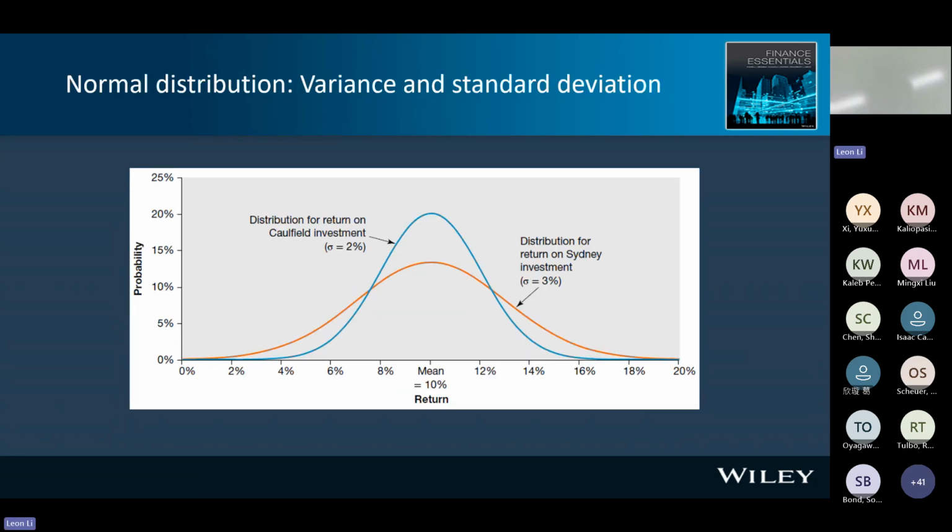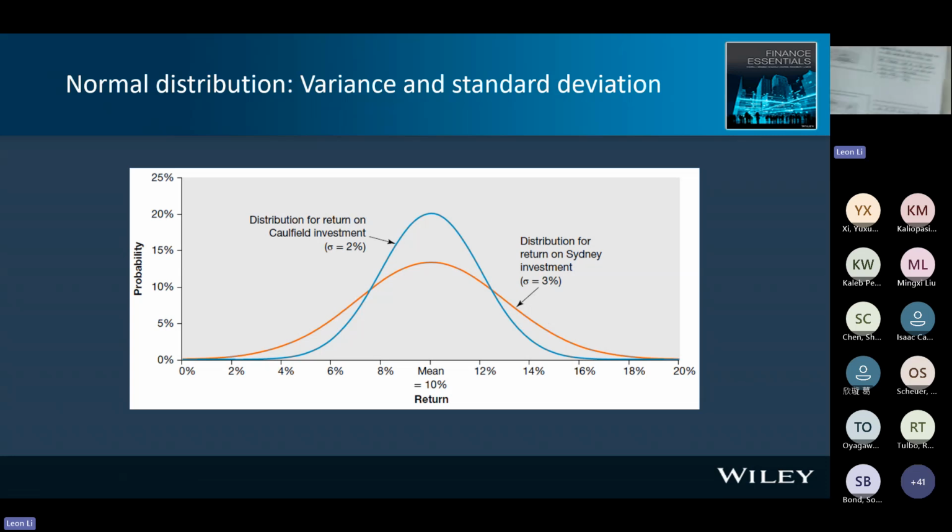The next slide, we show you the normal distribution with high standard deviation and low standard deviation. So we consider the data, the return. We have two returns, right? One has a standard deviation of 2%. The other one has a standard deviation of 3%. All right, so you can see the difference between the two investments. Standard deviation 2% is the blue curve, 3% standard deviation is the orange curve.